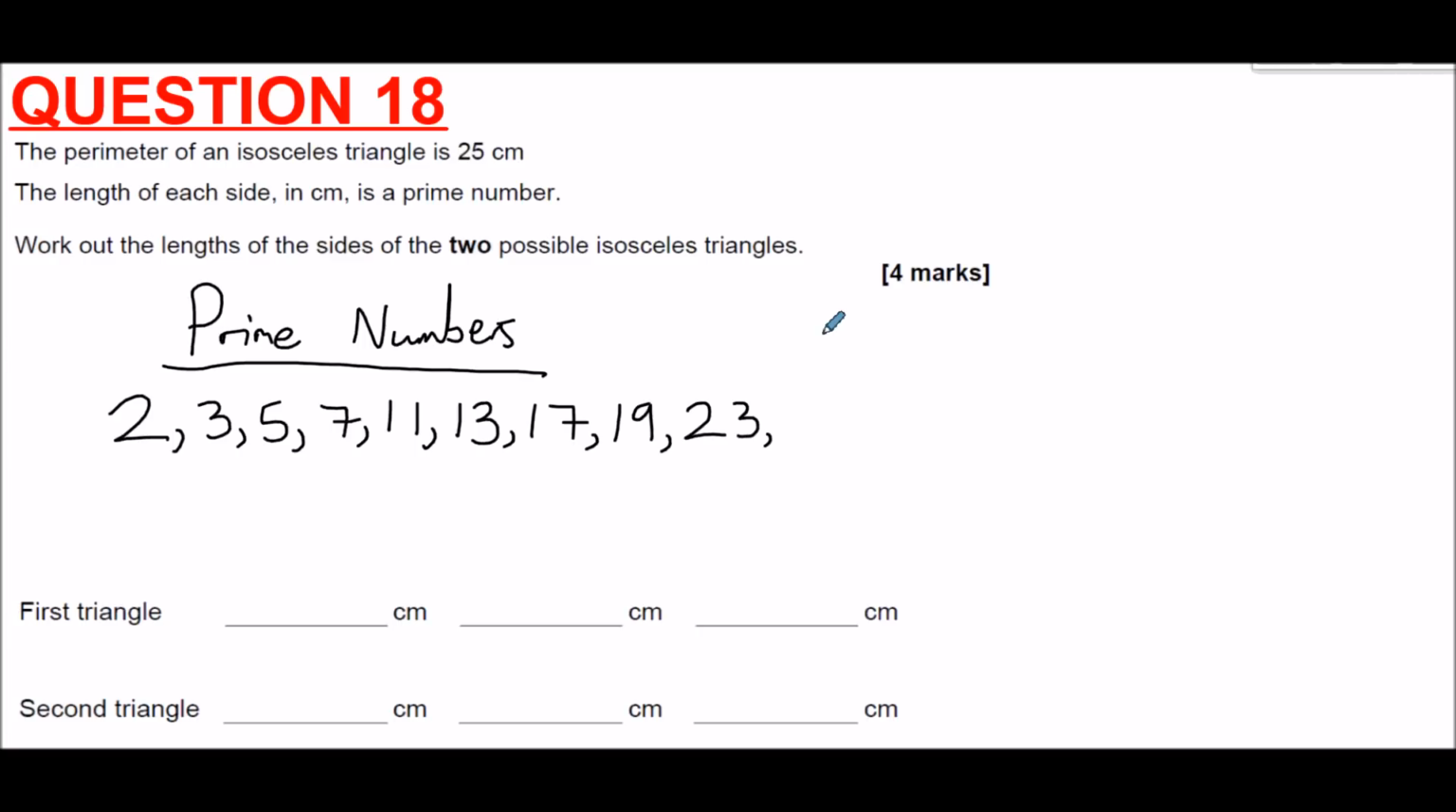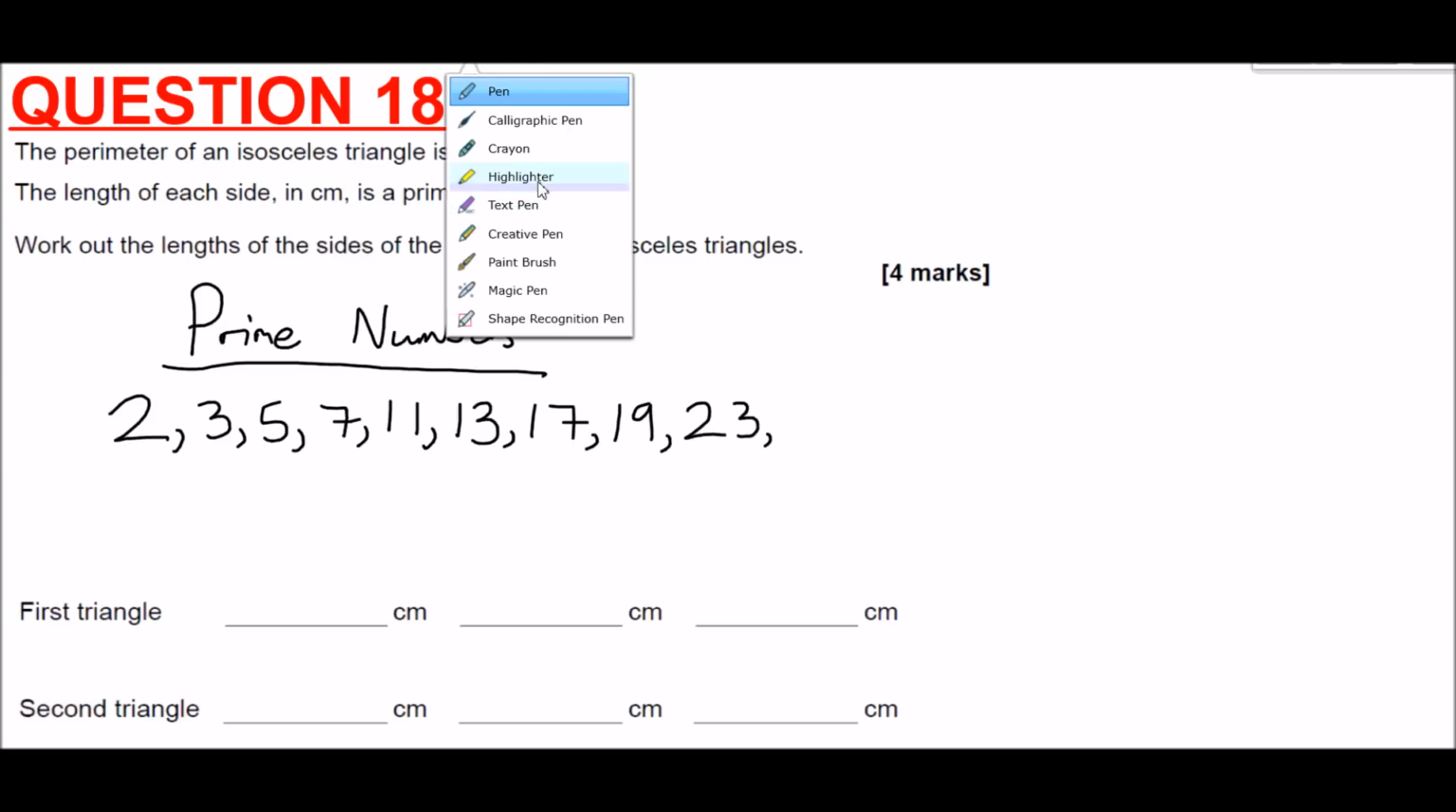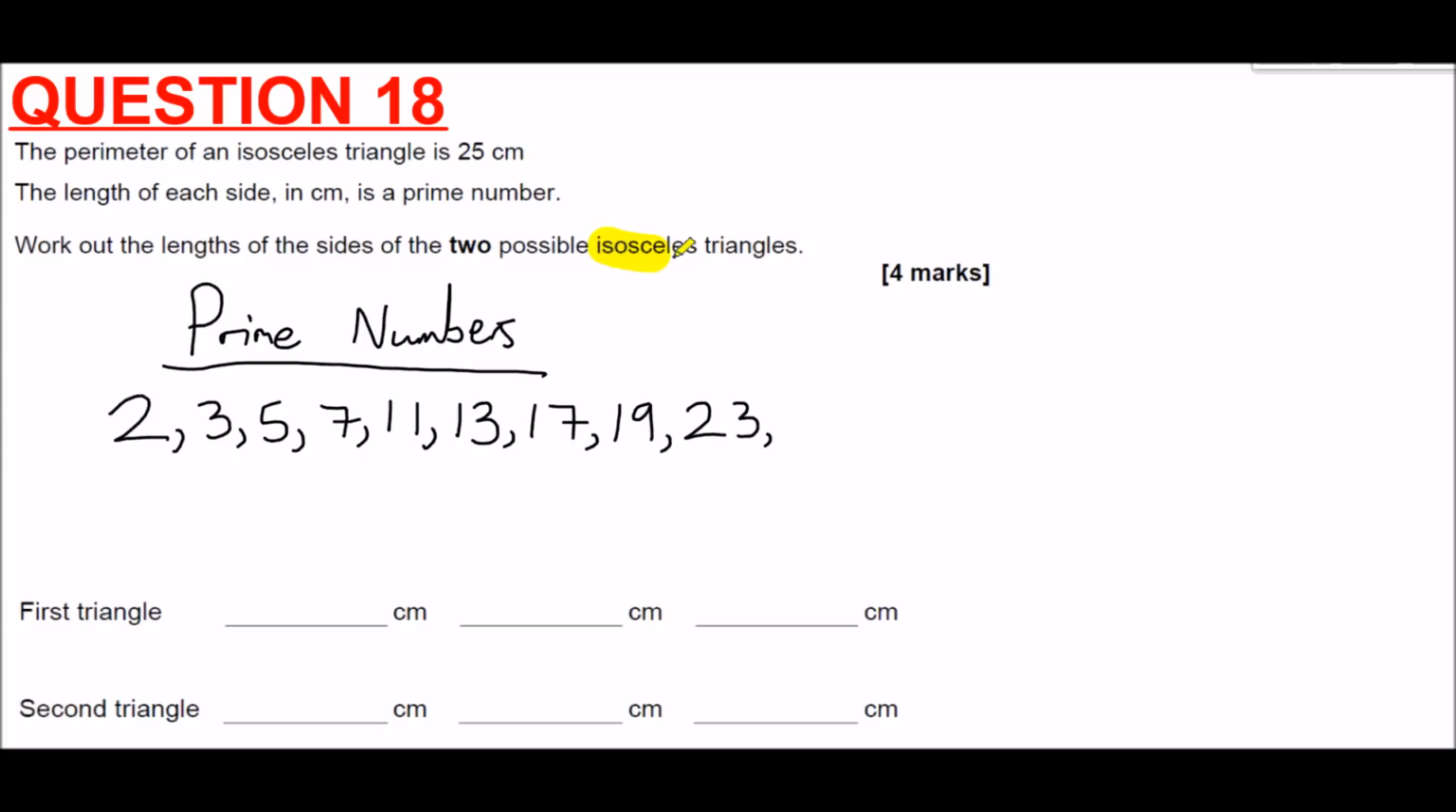So a triangle, obviously, is going to have 3 different sides. But if we're talking about an isosceles triangle, that means 2 sides that will be the same. Not all sides are the same. If all sides are the same, it'd be equilateral. Isosceles means where 2 sides only are the same. And so what we need to be thinking about is combinations of these numbers which would add up to 25, where each one is going to be a prime number.